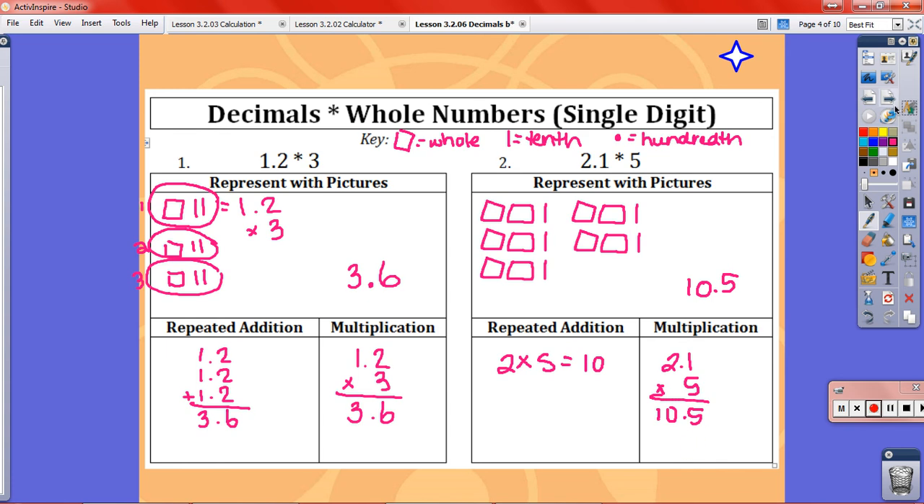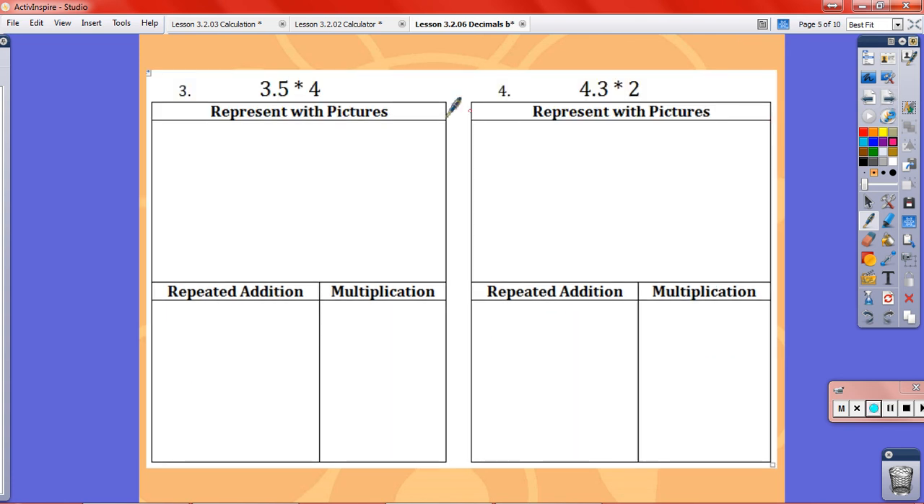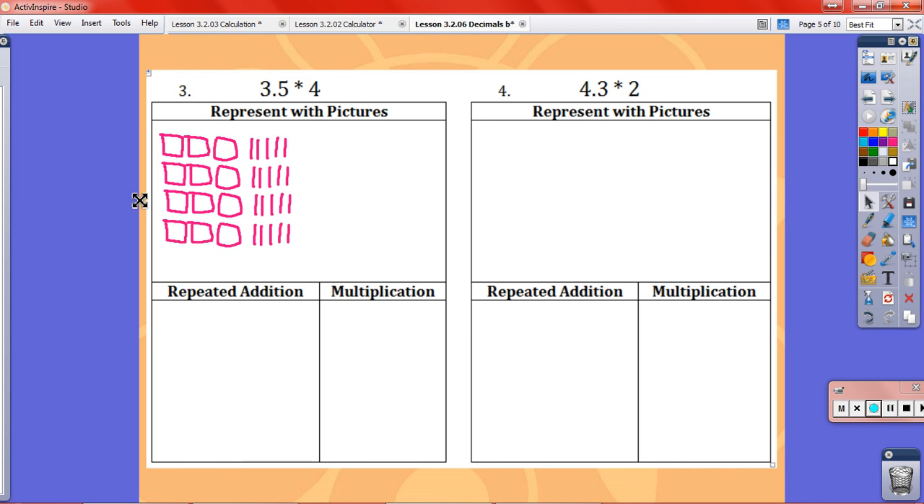Okay, this is where it starts to get a little bit harder. I might do one or two more examples after this, but this is the first one where you might really need to see some extra support. So this is 3 wholes and 5/10. I need 4 groups of that. So that's 1, that's 2, that's 3, that's 4.